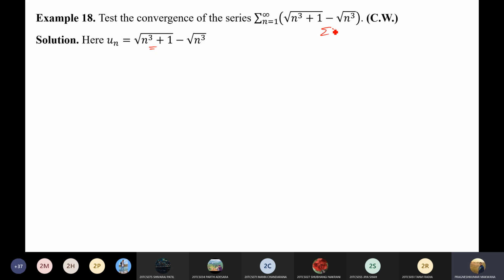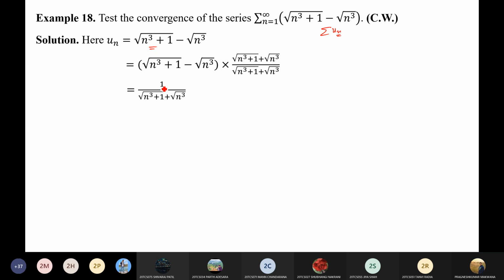Compare this series with this series. So the un is under root n cube plus 1 minus under root n cube. Now rationalize this one. So multiply and divide by under root n cube plus 1 plus under root n cube, upon under root n cube plus 1 plus under root n cube. So we get 1 upon under root n cube plus 1 plus under root n cube. So that is our un.